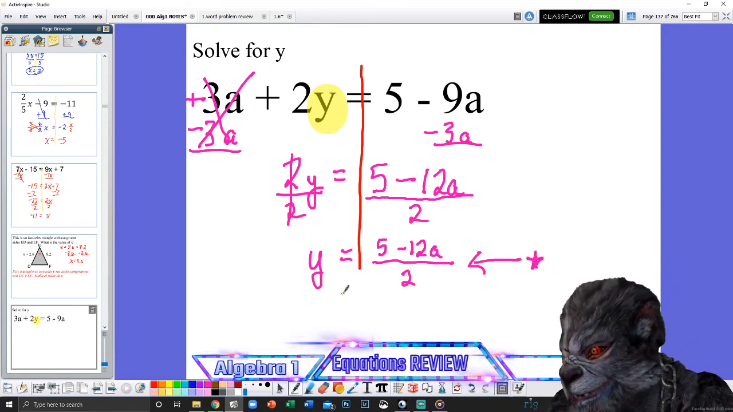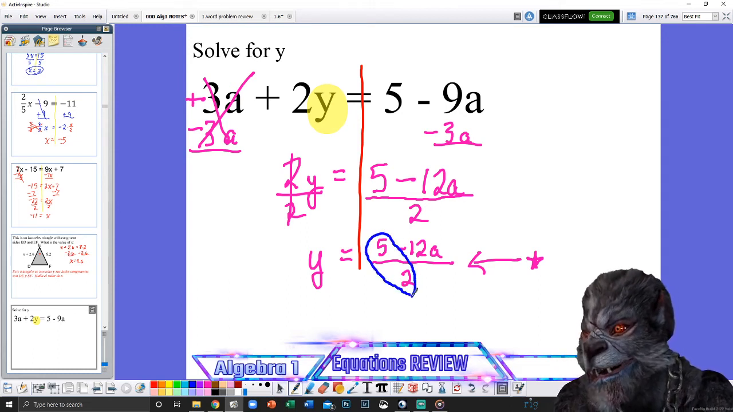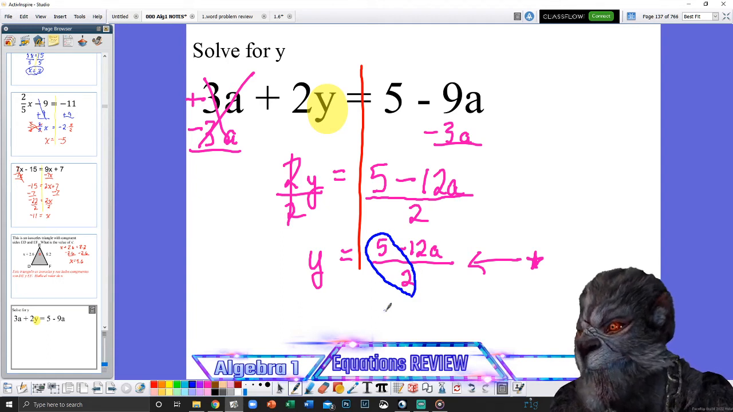Some people like to do what I call the heart method, where we divide these. So 5 divided by 2.